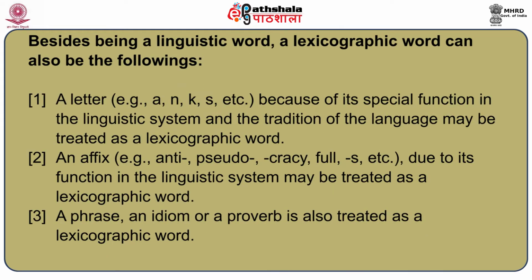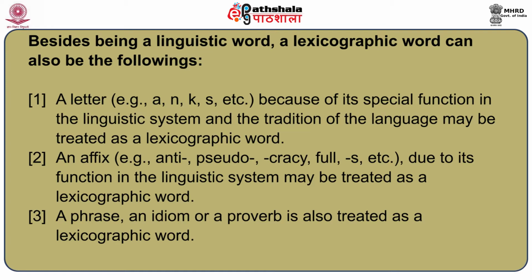Although a dictionary is called a list of specialized linguistic forms, all linguistic forms do not find their place here. In order to be included in a dictionary, a linguistic item has to have an independent linguistic entity, both formal and semantic. Besides being a linguistic word, a lexicographic word can also be the following: a letter, for example, A and K and all those letters used in the English alphabet, because of their special function in the linguistic system and the tradition of the language, may be treated as a lexicographic word.